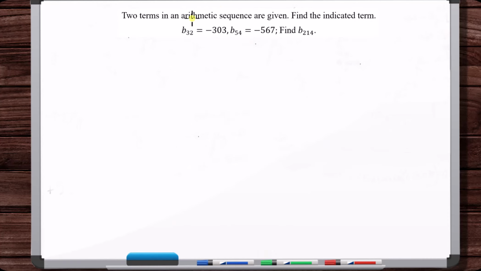Okay, 2 terms in an arithmetic sequence are given. Find the indicated term. Okay, so we want to find B214, but we were given these 2 terms, we're not given B sub 1. Okay, so let's try this.